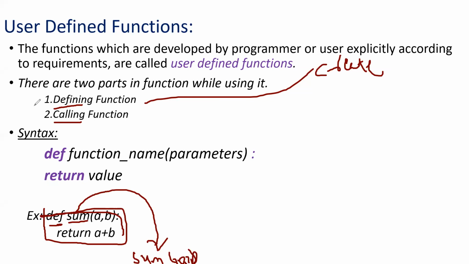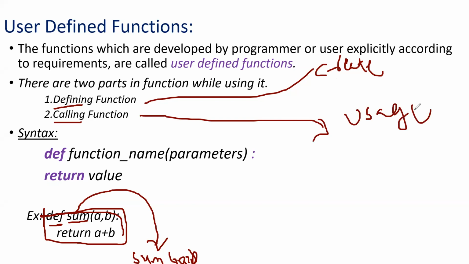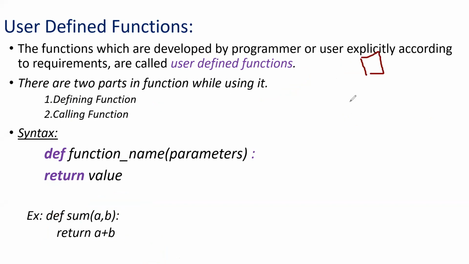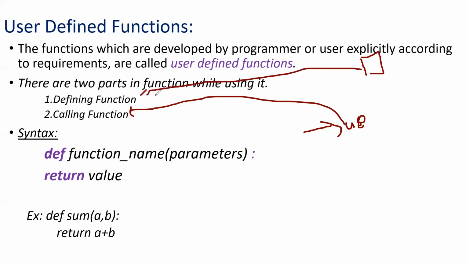What do you mean by defining a function? Defining is nothing but creating the function. What do you mean by calling a function? It is the usage of the function, where I want to use it. This is called calling and this is called defining. First we create one function, then we use it. Usage of the function is calling, and creating the function is defining.